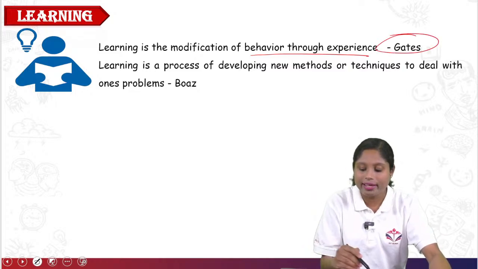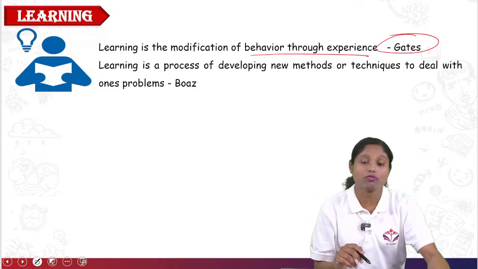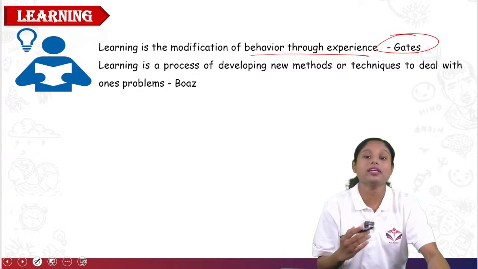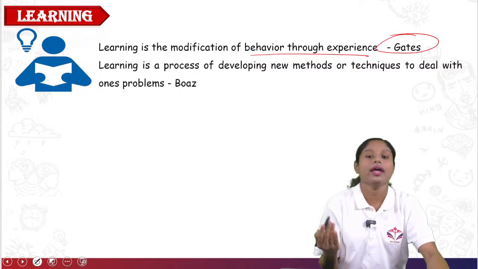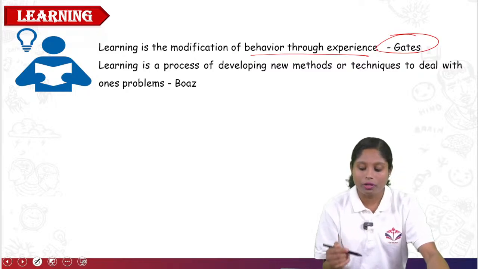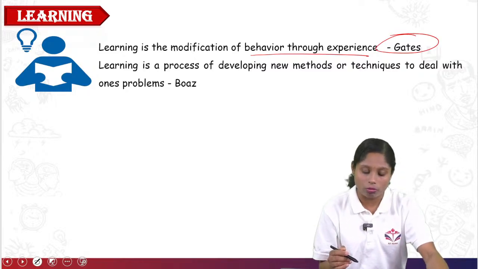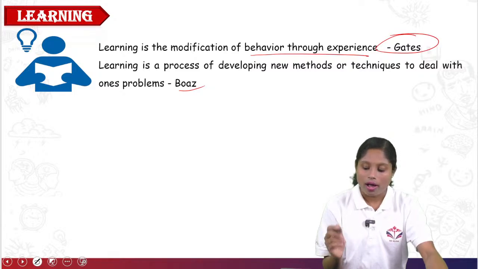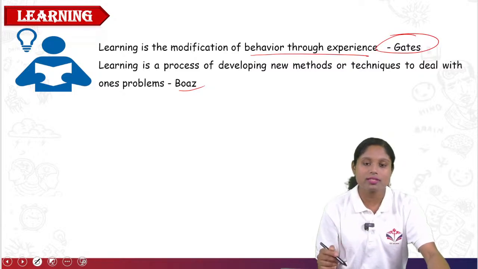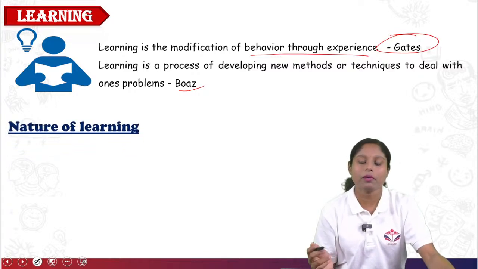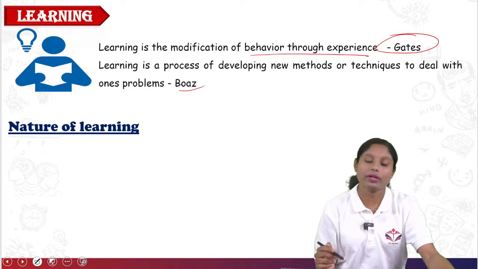According to Gates, learning is the modification of a person's behavior through learning or experience. From the experiences, he will try to modify his behavior. That is what is called learning. Learning is the process of developing new methods or techniques to deal with one's problem. That's the definition by Bose. Definition is very important. You may get this question as a one marker or also as a short essay.